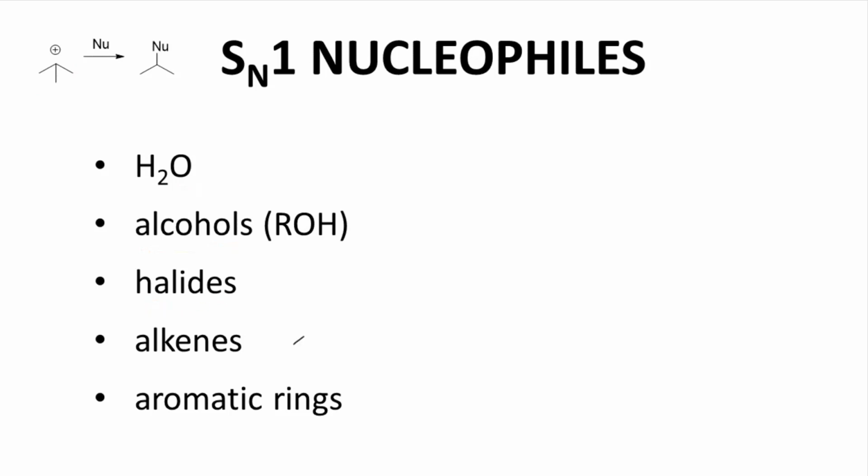Alkenes, which do not have a lone pair, can attack a carbocation. The product is a new carbocation, but this is still considered to be a nucleophilic attack on a carbocation.